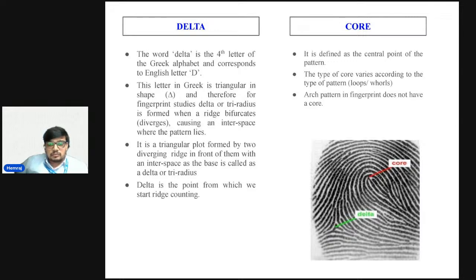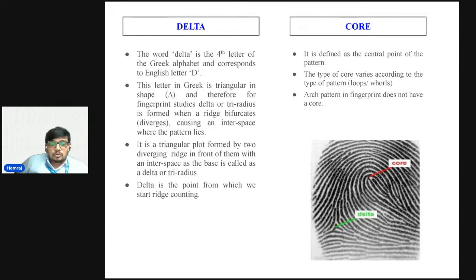Delta is basically where two or three ridges meet together. What is a delta? In general, the English meaning of delta is an area between the rivers. When two rivers meet, it is the area in between the two rivers. So there is a triangular shape in the fingerprint where two ridges meet each other. When they are running parallel and suddenly they meet, that triangular area is known as the delta. So here one little triangular area is there, that is known as the delta.